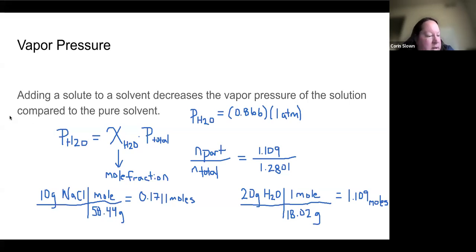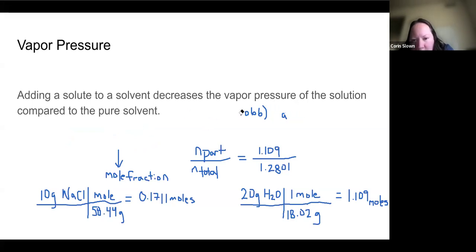All right, we've got one more to take a look at. So the last one is osmotic pressure. So give me just a moment to erase.